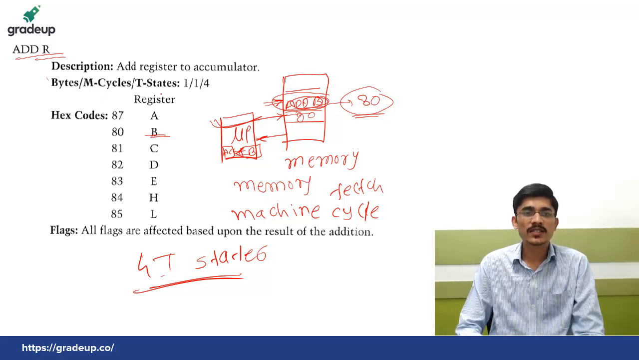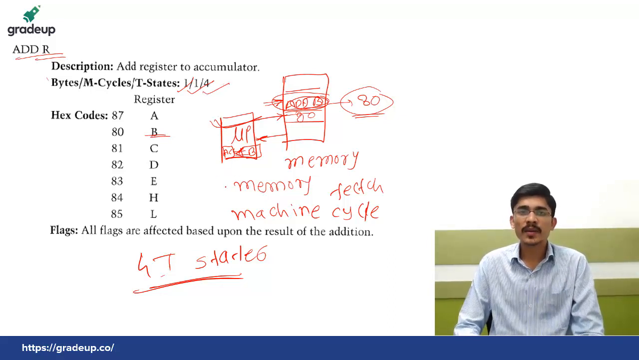This instruction requires the total bytes, machine cycles as well as T states that I have given. As you can see, it has occupied only one position in this memory, so it is only a 1 byte instruction. As it requires only the memory fetch machine cycle, it requires only one machine cycle, and a machine cycle requires 4 T states. So this instruction completes after 4 T states.